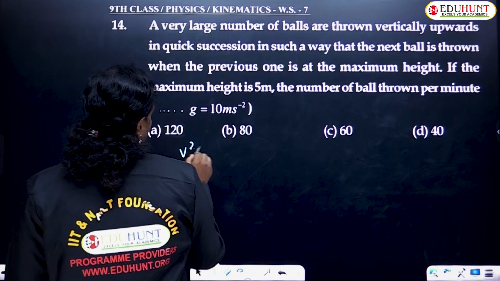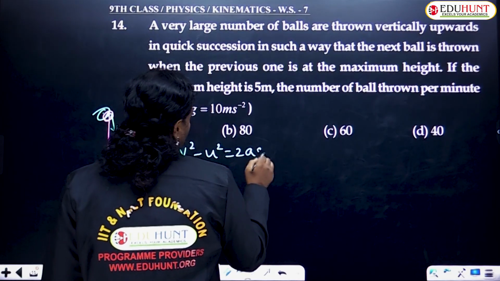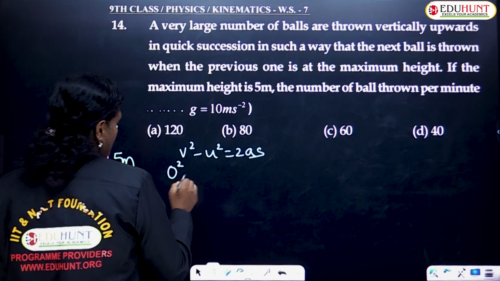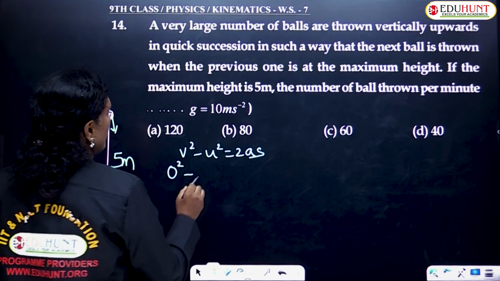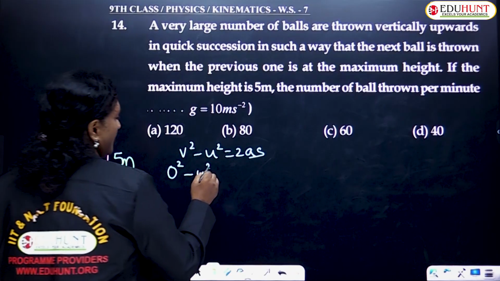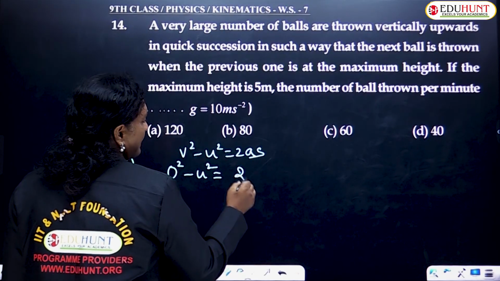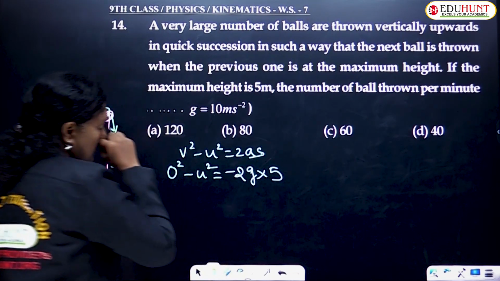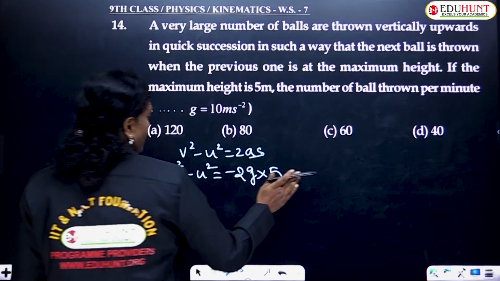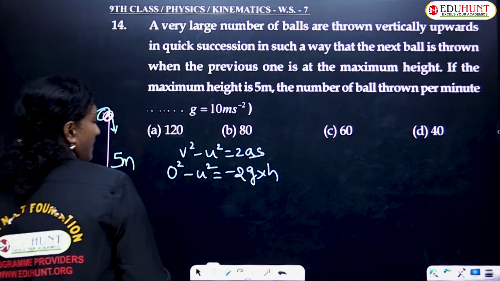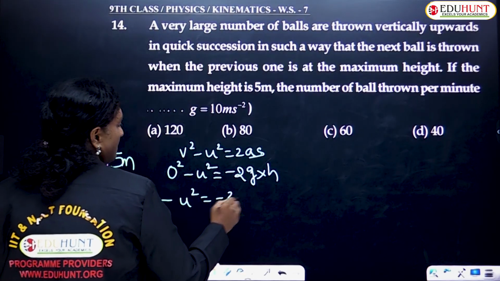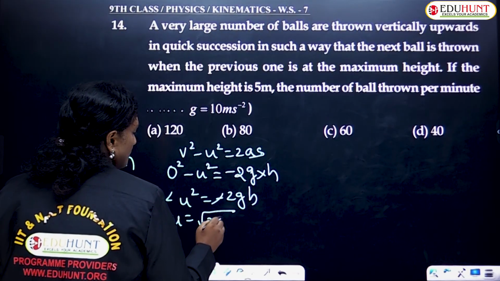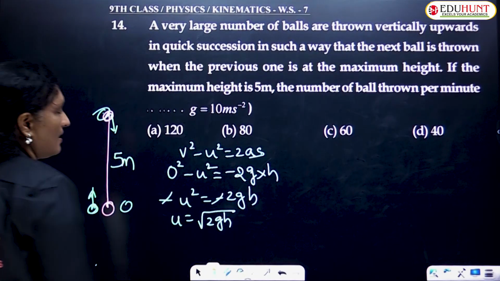So children, we know the formula v squared minus u squared equals 2as. At the maximum height, the final velocity of the ball would be 0, minus u squared, which is unknown, equals minus g for upward motion acceleration, and height is taken as displacement, given as 5. Let me take it as h. So minus u squared equals minus 2gh, or u equals root over 2gh, and the value of g you are asked to take is 10.